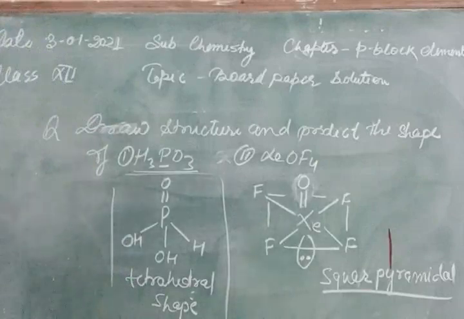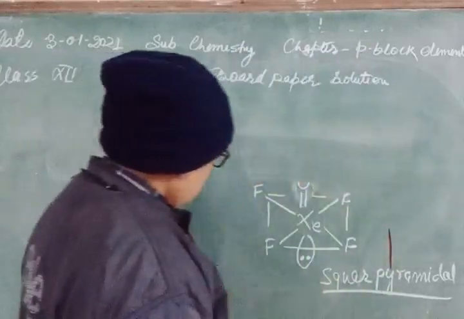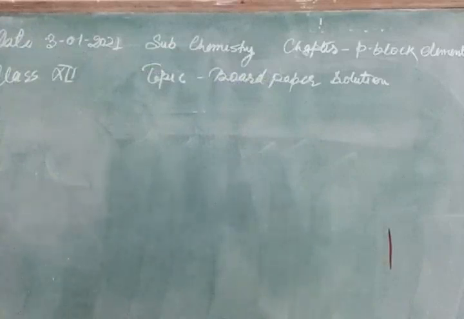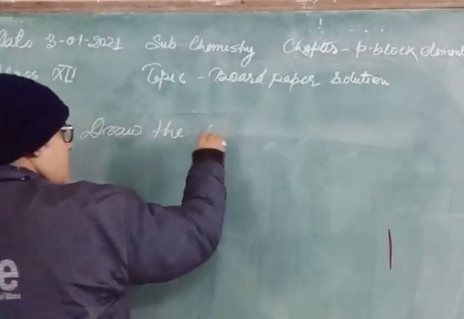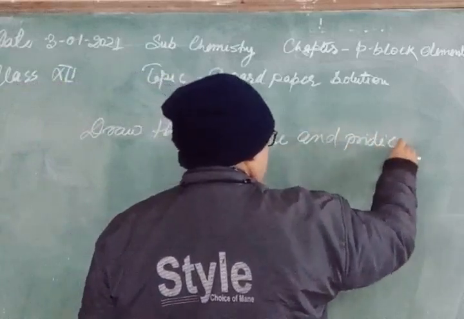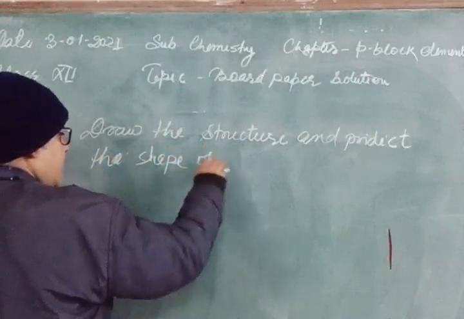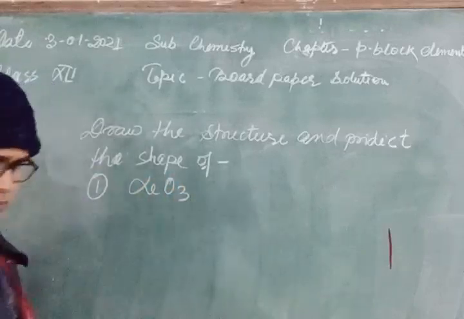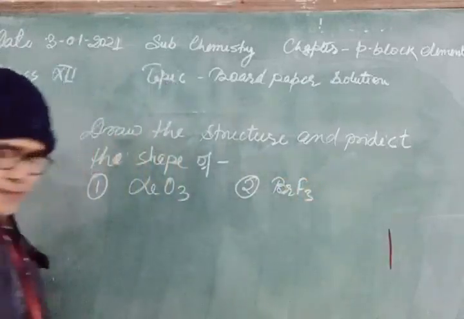Next, the structure based question. Draw the structure and predict the shape of, first, XeO3, and next one is BrF3.